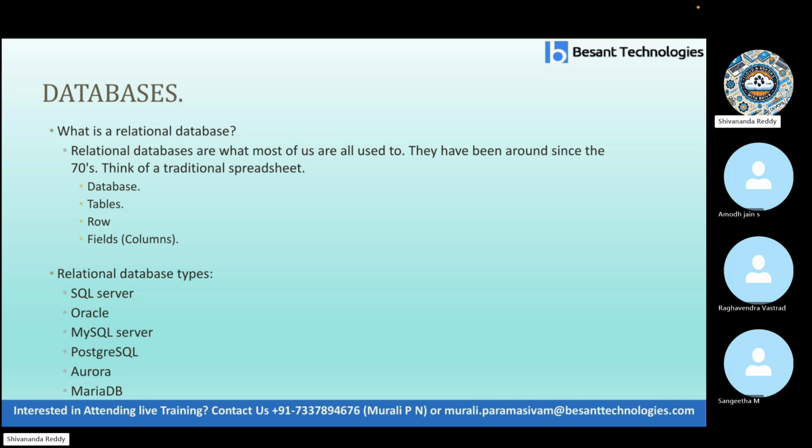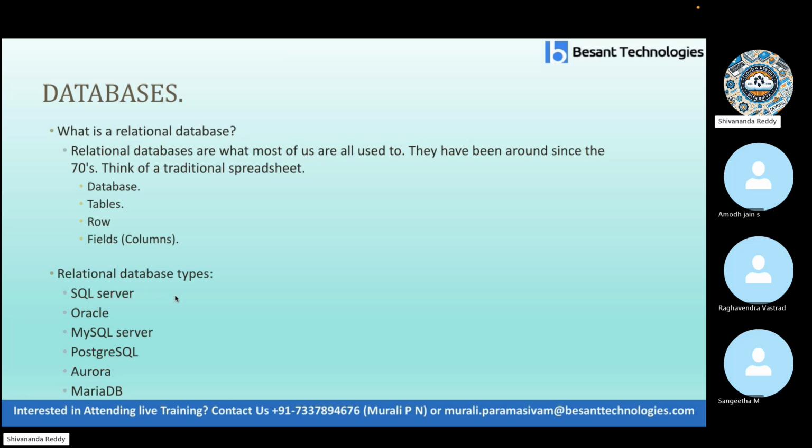Relational databases are what most of us have used. They have been around since the 1970s. Think of the traditional spreadsheet. Like in very olden days, there were spreadsheets. A spreadsheet is nothing but an Excel sheet. Like we used to have Excel sheets, right? Those Excel sheets consist of databases, tables, rows, fields, columns. So databases will be there, tables will be there, rows will be there, columns will be there.